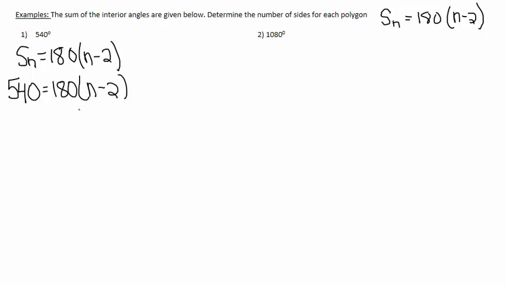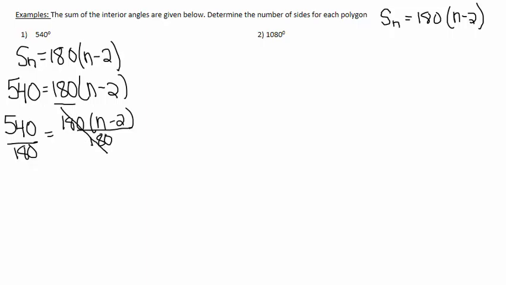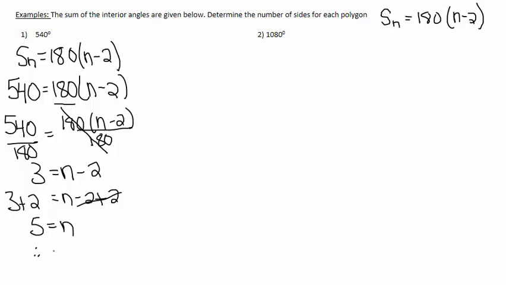And now we continue to solve by isolating for n. The first thing we're going to do is get rid of the 180 and divide both sides by 180. These cancel out, and we're left with 3 equals n minus 2. Now we're going to add 2 to both sides. These will cancel out, and we're left with 5 equals n. Therefore, this polygon is a pentagon because it has 5 sides.